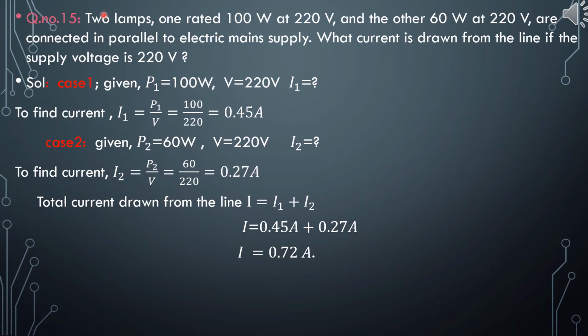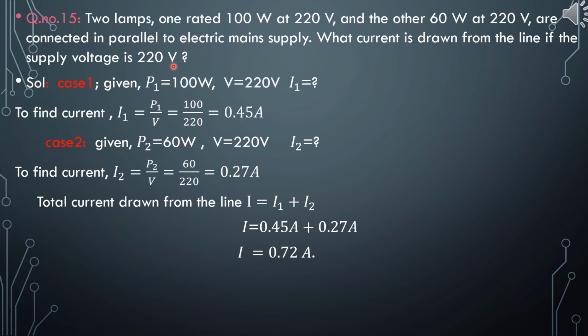Question number 15, very simple and very small one. Here two lamps are given. One is rated at 100 watt at 220 volts and the other 60 watt at 220 volts, connected in parallel to electric main supply. What current is drawn from the line if the supply voltage is 220 volts?